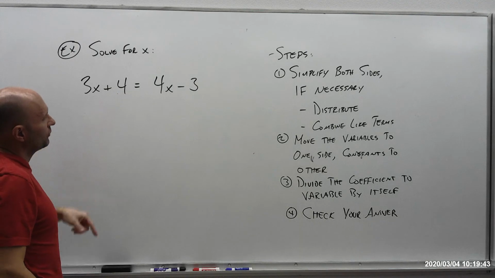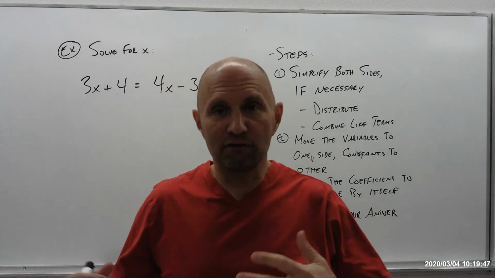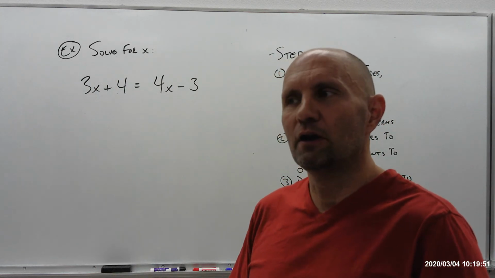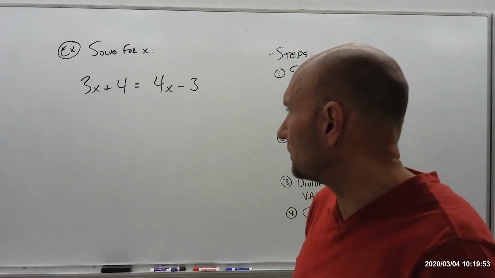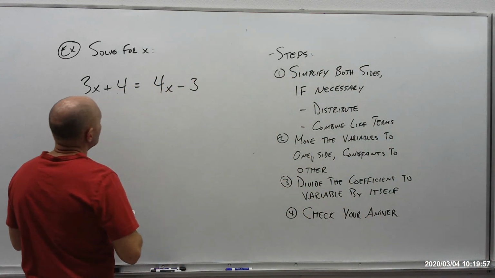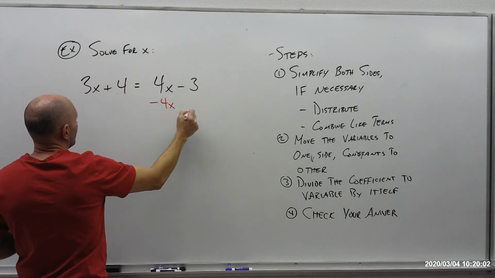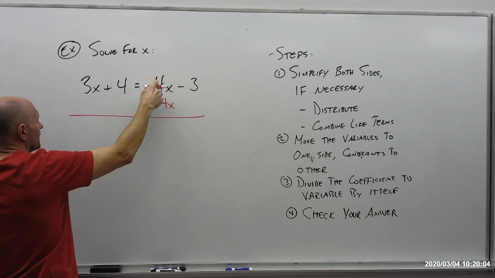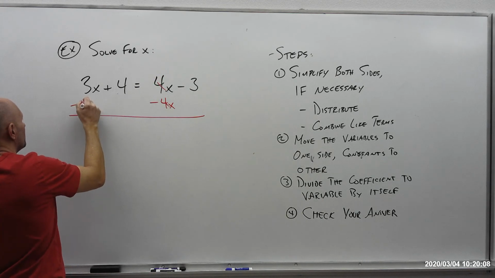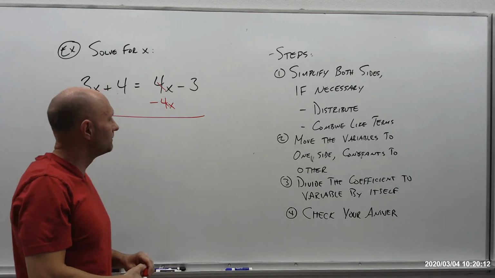So move the variables to one side, constants to the other. In this situation, I have both. I have variables on both sides. I have constants on both sides. So I'm going to have to move them each separately. So if I deal with the variable piece first, if I want to move the 4x over to the left, it means what? It means I have to subtract 4x on the right. That way 4x minus 4x, these cancel out. But the only way I can do that is if I do the same thing on the left side.